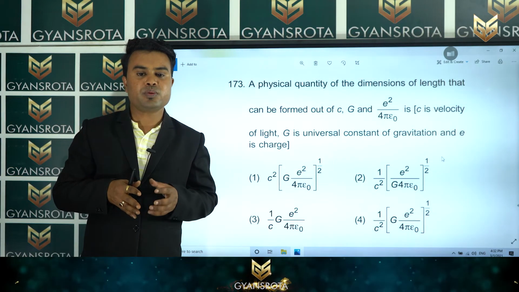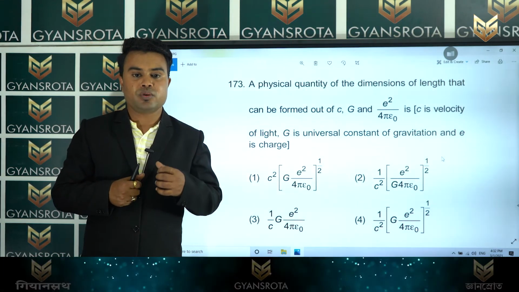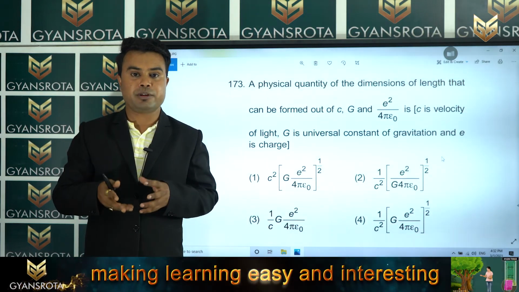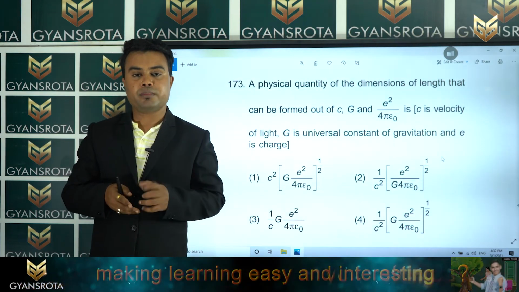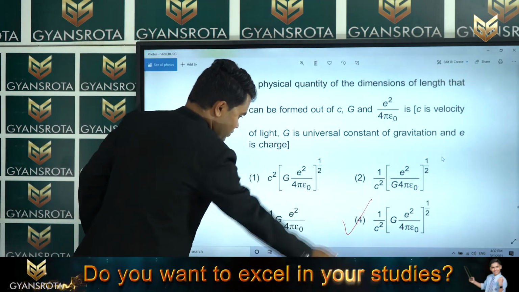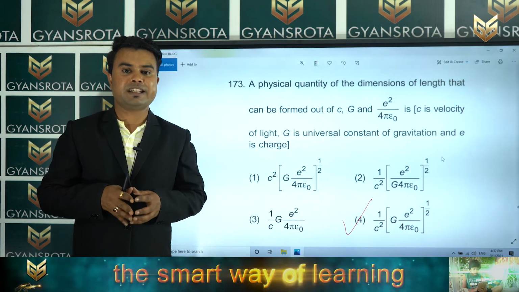Now, in this question if you solve, the answer is going to come out to be number 4. So, it is a solving formula to find the formula using dimensional analysis. So, option number 4 will be your correct answer for this one, right. Now, let us move to the next question, that is 174.